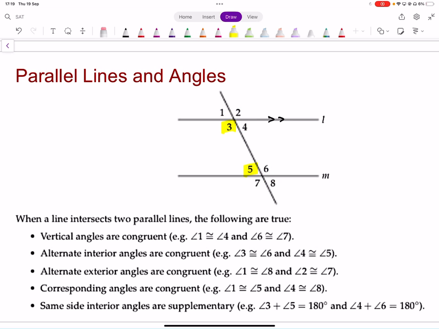3 and 5. The interior angles on the same side here, their sum is always 180. Similarly, on the other side as well, 4 plus 6, their sum is also 180. Okay? So you have to be able to use all of these properties to find unknown angles in diagrams like that. Okay? No problems?